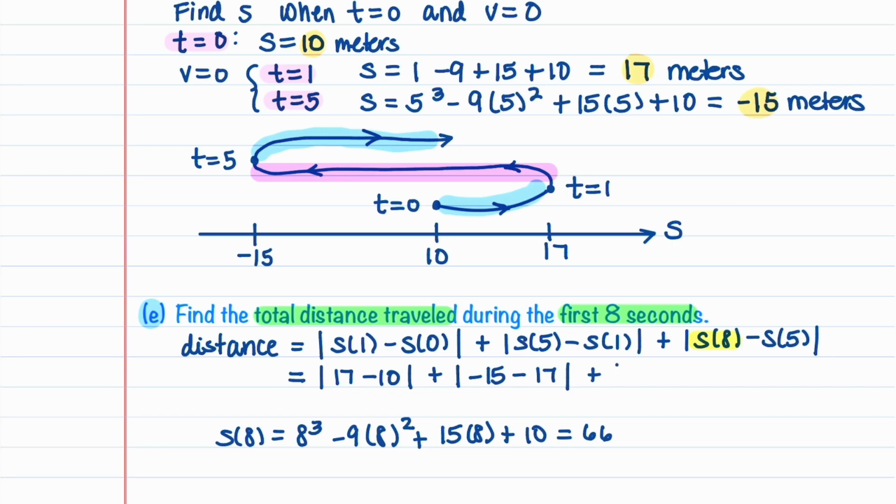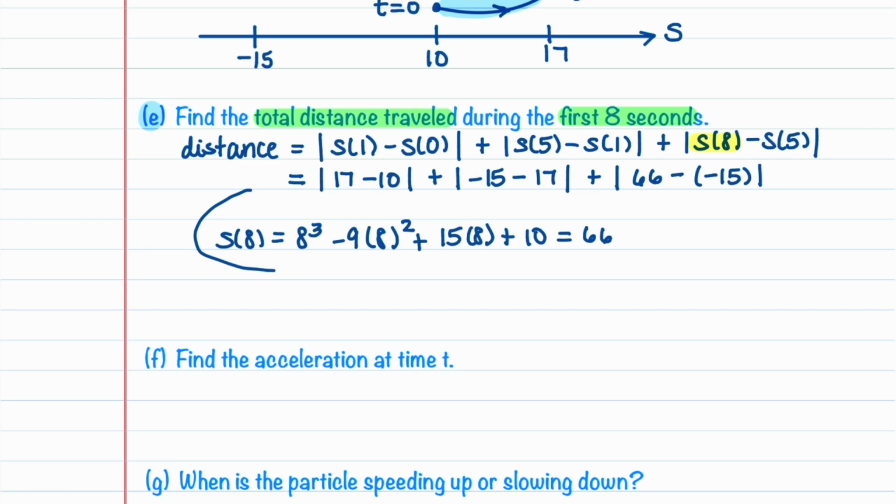So now we can go back up and plug in that S of 8 is 66. And then we subtract off S at 5, which was a minus 15. So you have to watch your negatives here. Let's come down here and see what we have. This is going to be 7 plus the absolute value of minus 32, which is just 32. And then we have 66 plus 15, which is 81.